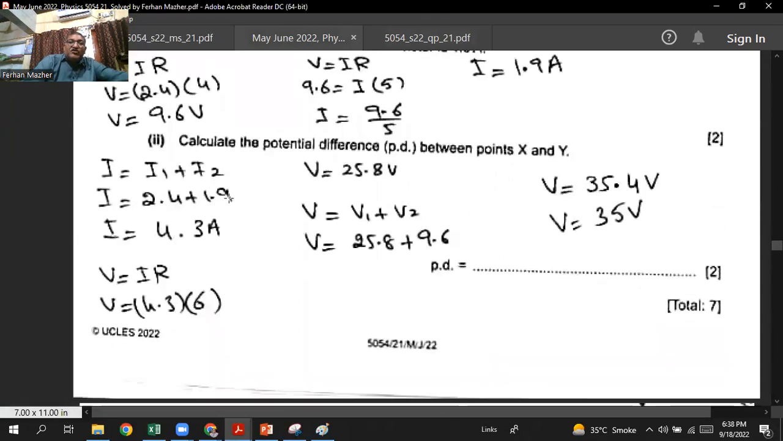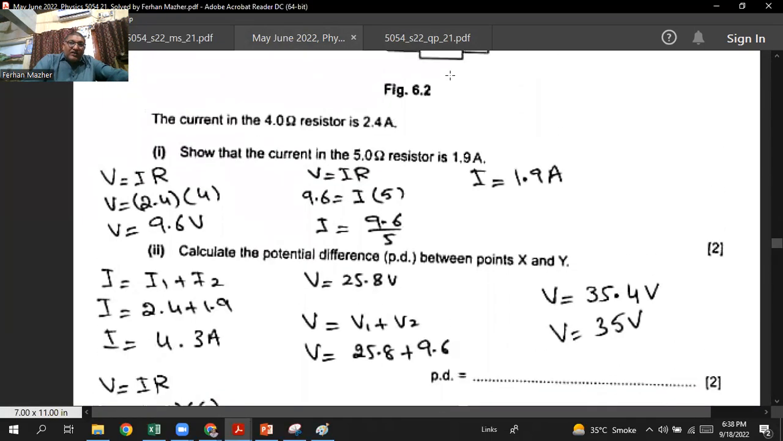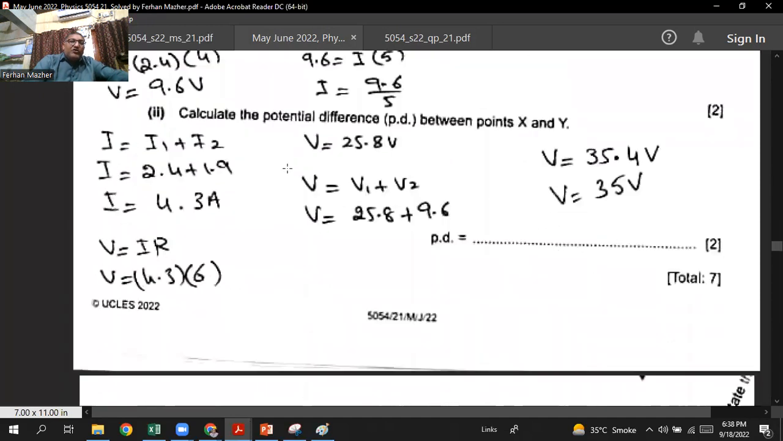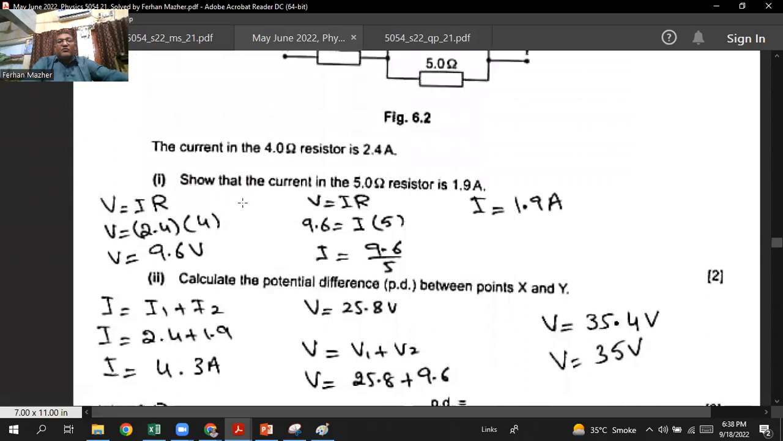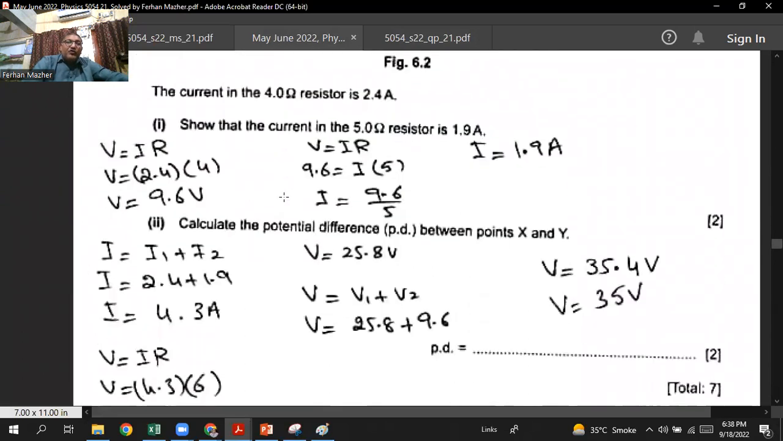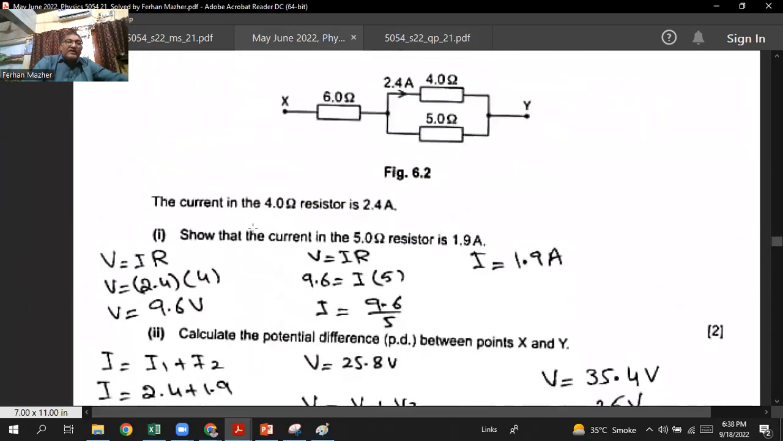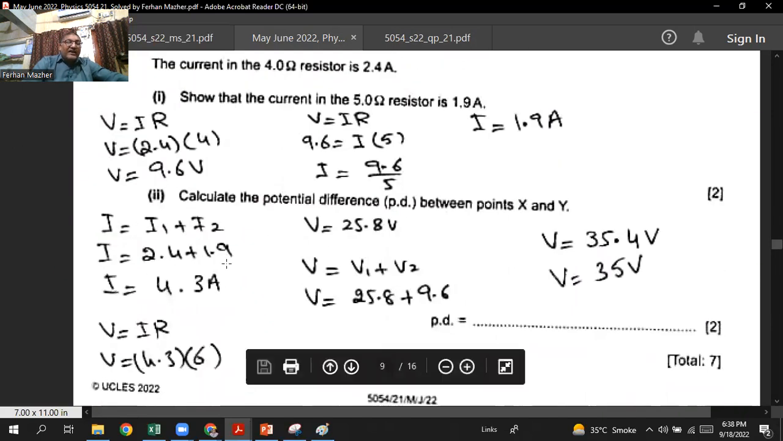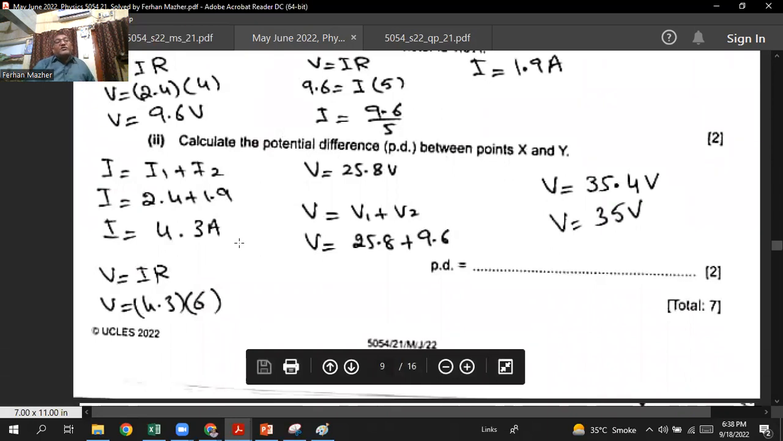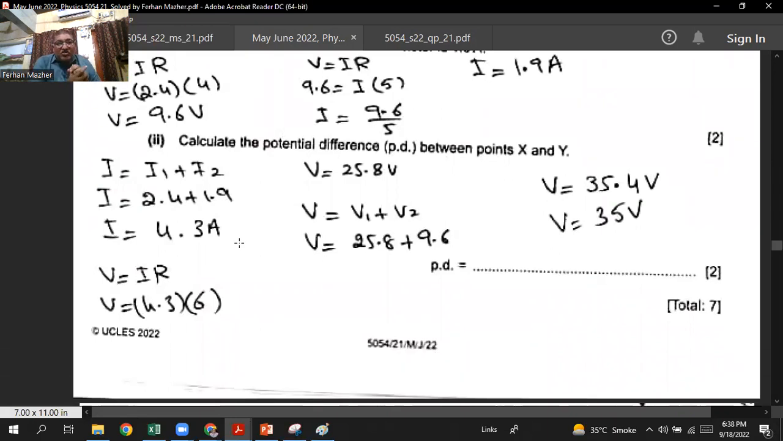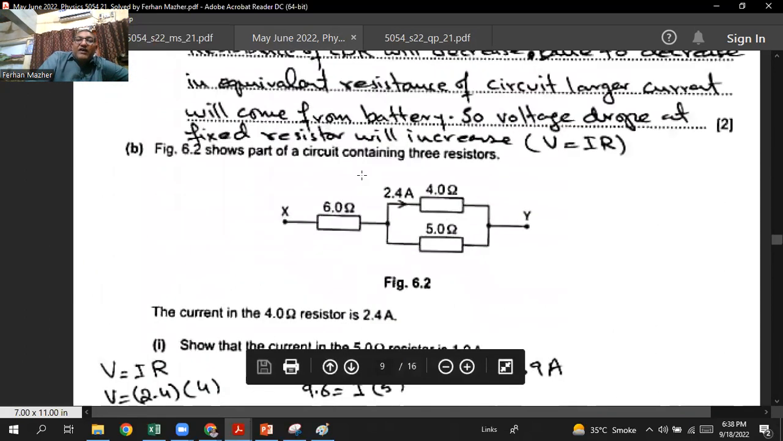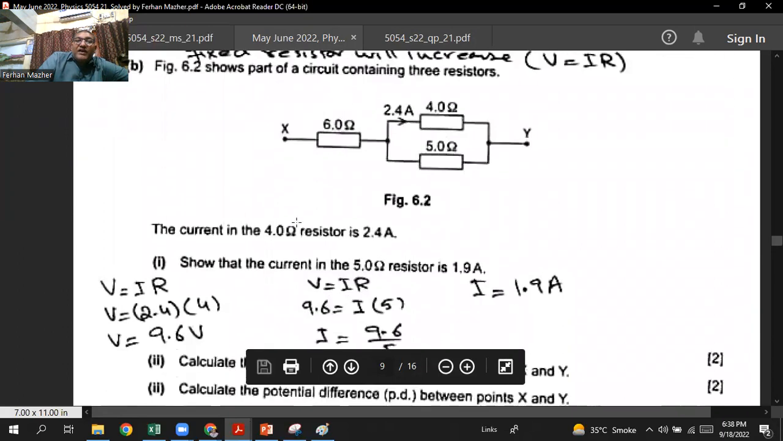So very simple. Let me show you. The current flowing through the 6 ohm resistor will be 2.4 ampere plus 1.9 ampere, and that will be 4.3 ampere. Once you know the current flowing through it, 4.3 ampere, and you know the resistance, I can find the voltage drop here. That will be V equals IR. So V equals 4.3 into 6, and that will be 25.8 volt. So I know the voltage drop here is 25.8 volt.